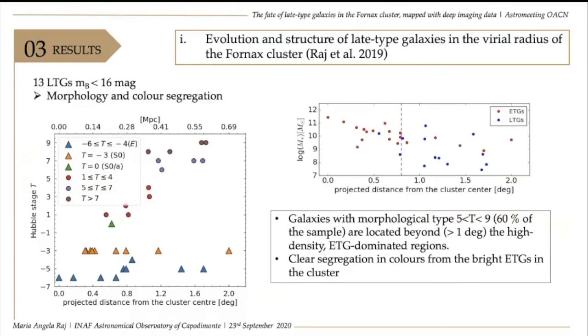So yes, we do find a morphology segregation. This is the Hubble stage T parameter I mentioned earlier on the y-axis, and projected distance from the cluster center on the x-axis. We have early-type galaxies as triangles and circles are late-type galaxies. From this, we see that the late-type galaxies, the very late ones, are located beyond the high-density ETG dominated regions of the cluster. To support this, we also have the stellar mass versus projected distance. And we see that there's a clear segregation of the late-type galaxies from the bright ETGs here.